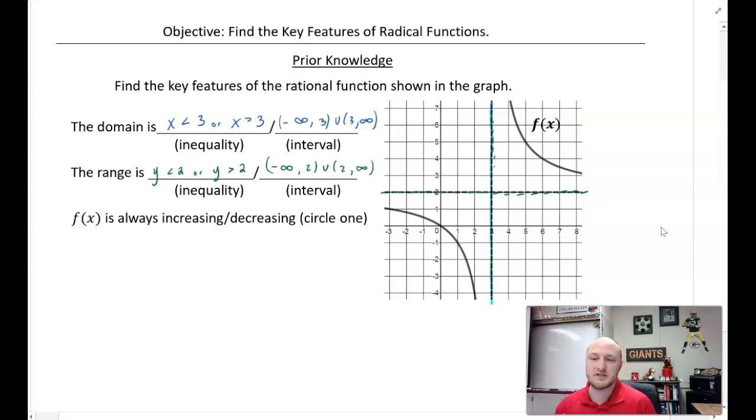Now lastly, increasing, decreasing. Remember, increasing is if a function is going up from left to right. Decreasing is if a function is going down left to right. Looking at this function, it helps to drag a pencil across the function. We are going down from left to right, so this is a decreasing function.